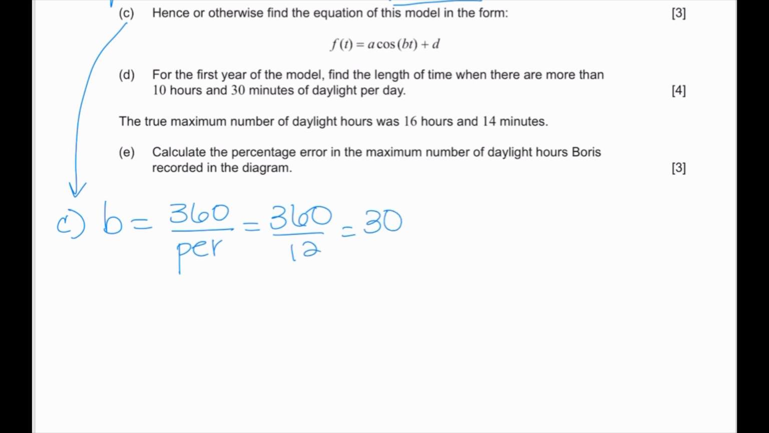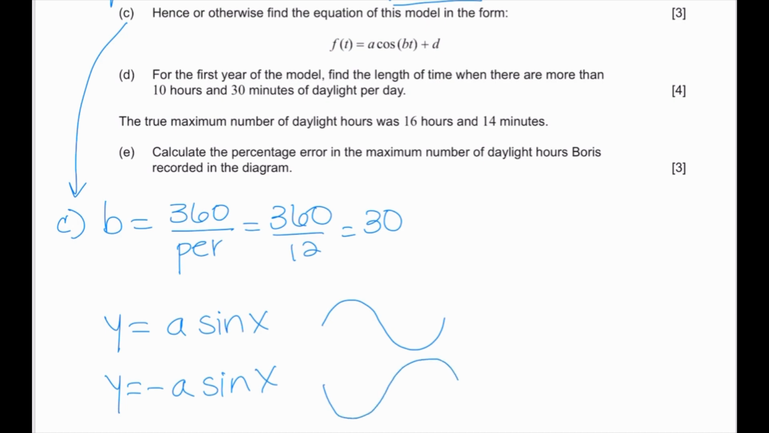Another thing that we have to be mindful of is the general shape of these graphs. So when we have y equals a sine of x and you have a positive a, the sine graph starts down, it goes back this way. When you have y equals negative a sine of x, it is going to be a reflection. So the sine graph is actually going to go down and then it's going to go back up.